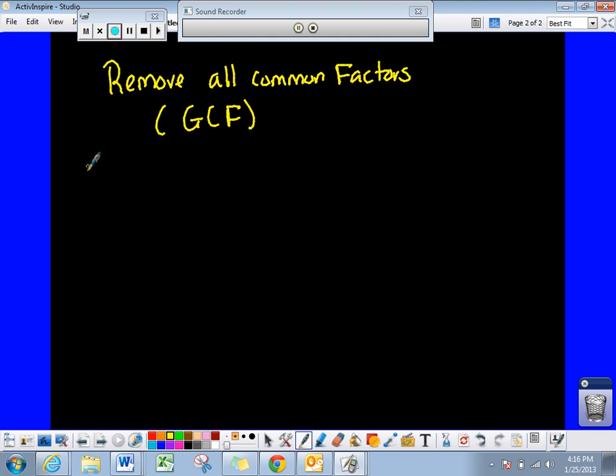Okay. So if we look at an example of this, we have 2x cubed plus 2x squared minus 6x. We look at our problem and see what our GCF is, which is the greatest common factor, the factor that every term in our problem has. So if we look here, this has a 2, this has a 2, and this has a 6. So that means 2 can go into everything including the 6. So that means we have to divide by 2.